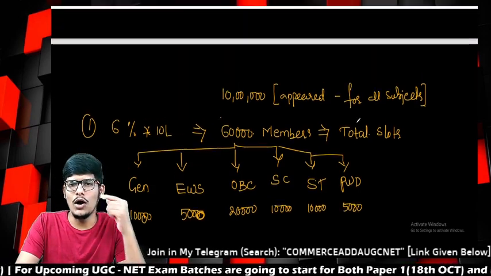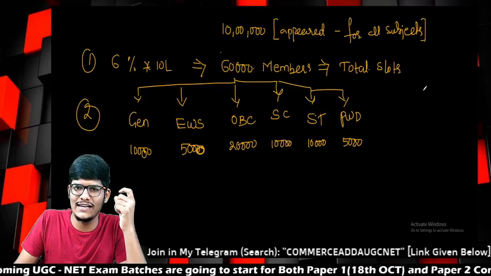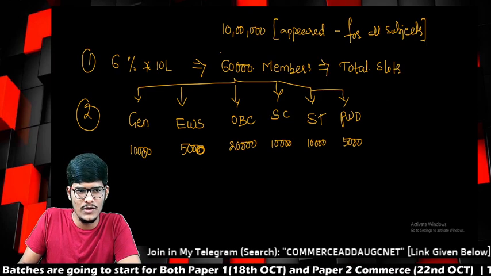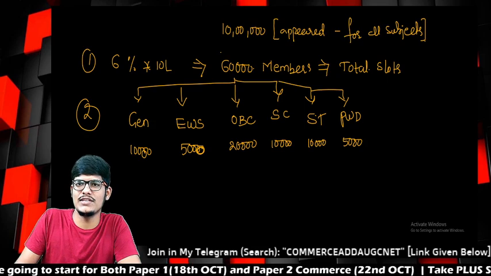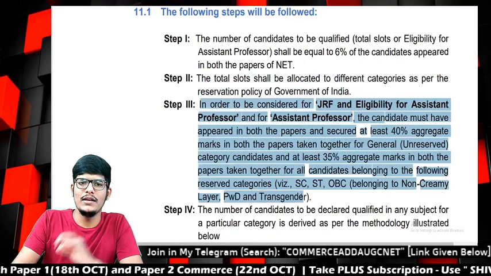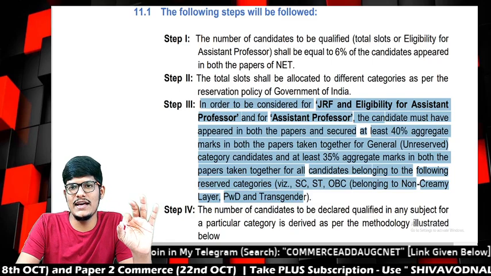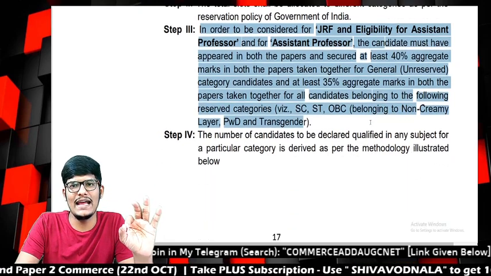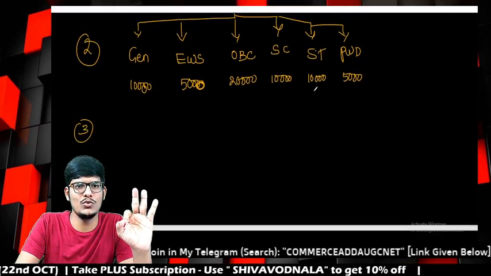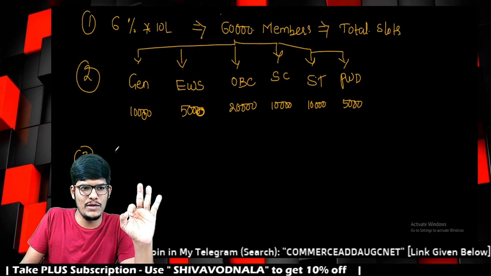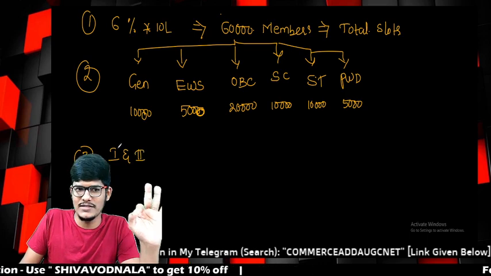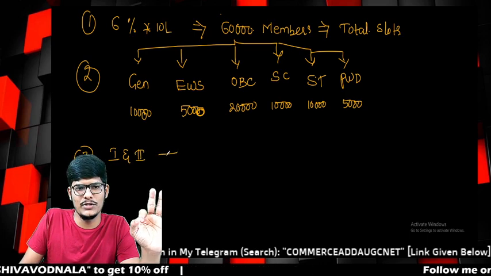Now how to decide? These are the total slots available, divided as per the reservation policies like this. Now we have to concentrate mainly on the UGC NET cutoff. In the third step, in order to be considered for JRF and eligibility, a candidate has to appear for both papers, paper 1 and paper 2, in all subjects.